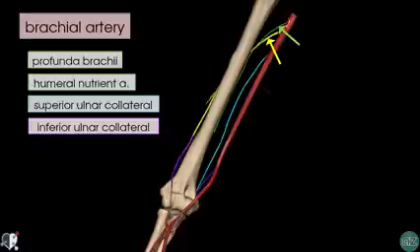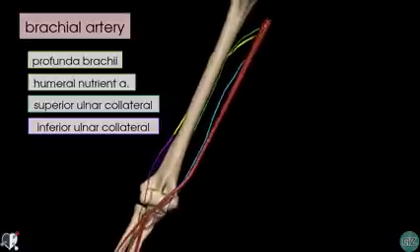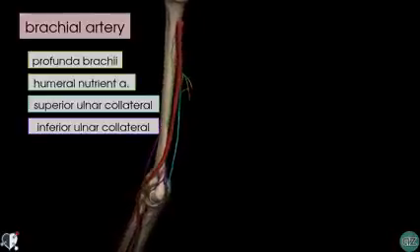So you can see the superior ulnar collateral artery in light blue coming off superiorly from the brachial artery, and then the inferior ulnar collateral artery you can see here in purple coming off inferiorly.